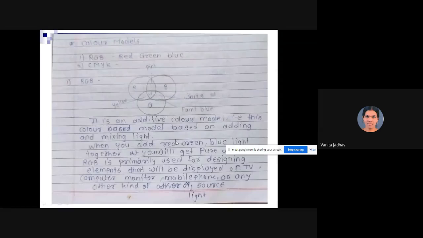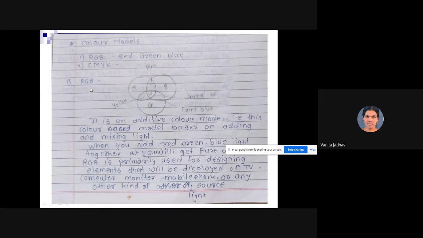Under color CRT we are discussing one more point, that is color models. The first point was the 2 techniques, beam penetration technique and shadow mask technique. The second point is color models. There are n number of color models, but out of those 2 are in the syllabus: RGB and CMYK. Again, there are applications. First of all we'll discuss RGB.